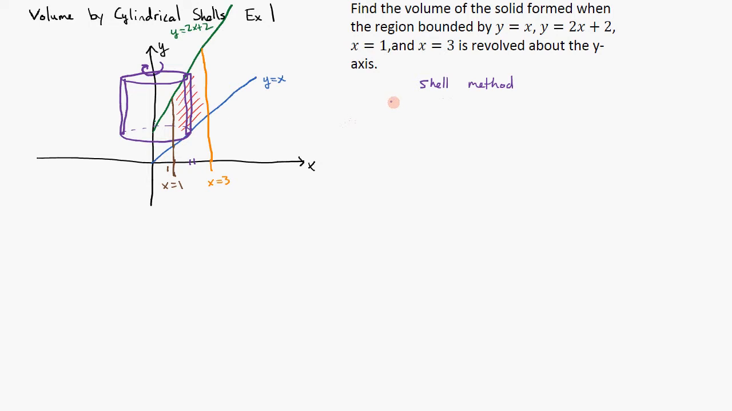Okay, so now we set up the integral. So the shell method is the integral from a to b, 2 pi times the radius times the height times the thickness. So now what we do is we look back at the diagram to figure out each of these 3 quantities. So this is the thickness here, which is given by dx. So the thickness is going to be dx.